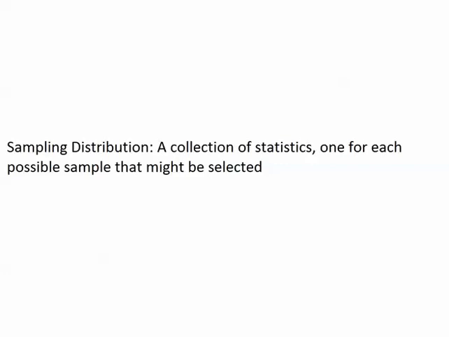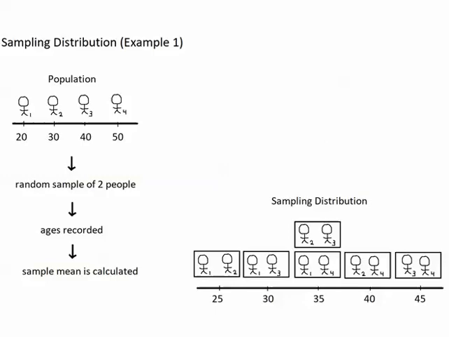A sampling distribution is a collection of statistics, one for each possible sample that might be selected. Let's look at a few diagrams to help us understand this concept. In this diagram, we're looking at a population of 4 people. The population includes a 20-year-old, a 30-year-old, a 40-year-old, and a 50-year-old.